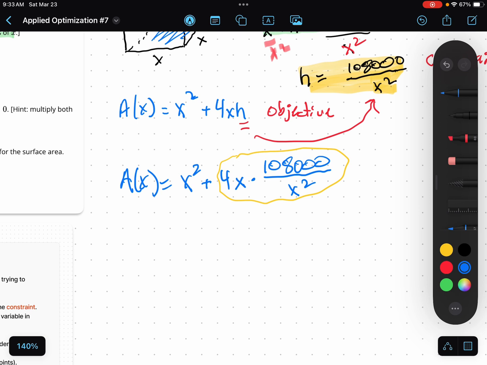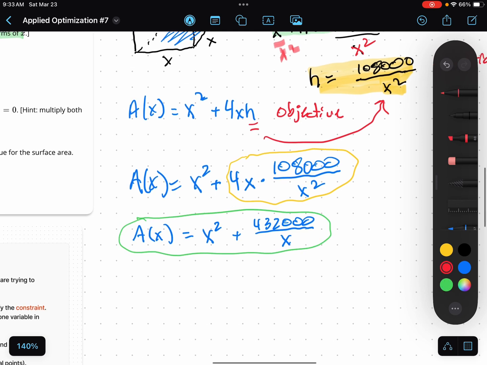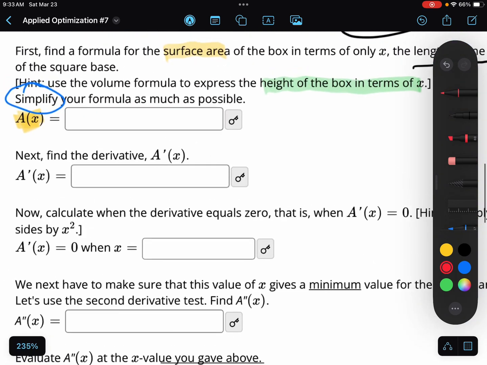So when you multiply 4x times 108,000 over x squared, you do 4 times 108, and I believe that's going to be 432,000. Let's see if I'm right. Yeah, I'm right. Okay, 432,000. And then when you multiply x by 1 over x squared, you get x on the bottom. So this simplifies to 432,000 over x with a plus sign. And this is our objective function that we're going to put in for the answer. X squared plus 432,000 over x.